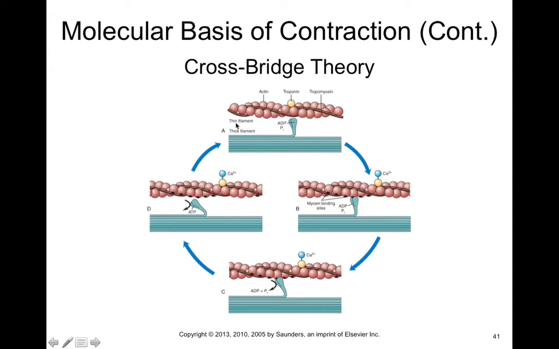So here's a thick filament, and here's our thin filament. On the thick filament, we find our myosin heads, which can use ATP to help contract and use that force of contraction to pull on the thin filament.